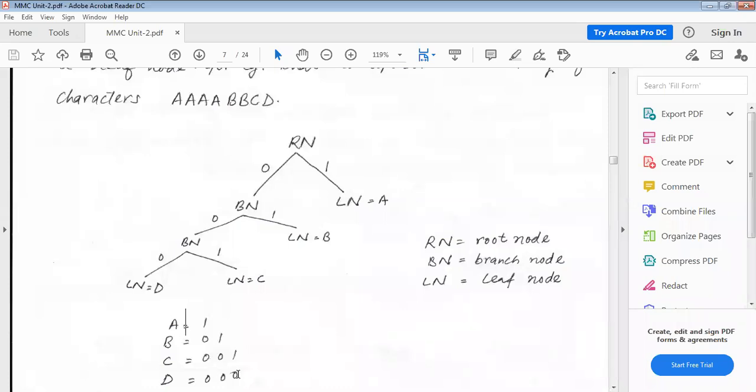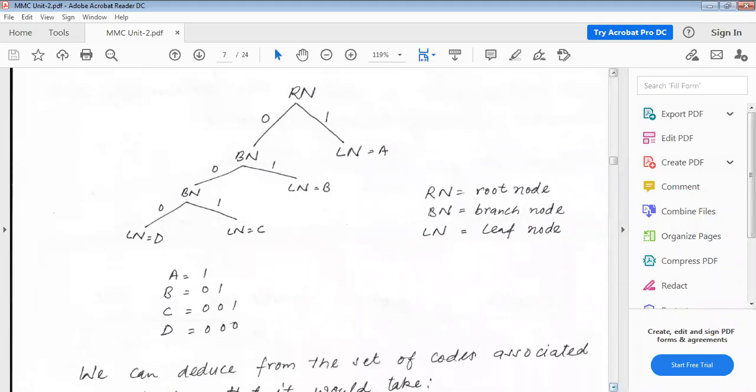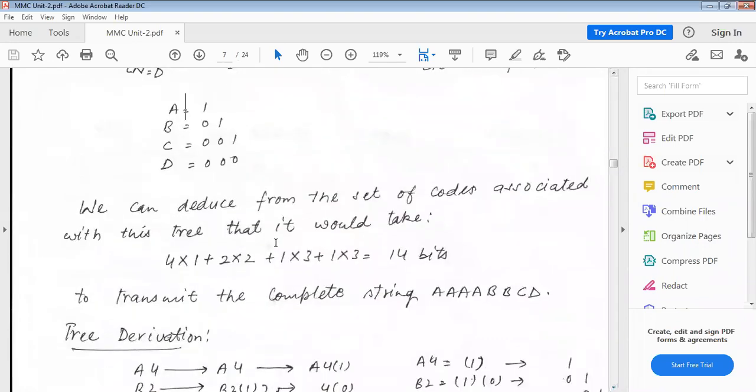Okay, so this is about the one step operation of static Huffman coding. Here Rn stands for root node, Bn stands for branch node, and Ln stands for leaf node. This is one coding operation. Using this, we can reduce the set of codes associated with this tree. How many bits are required for transmitting these characters can be seen using this.